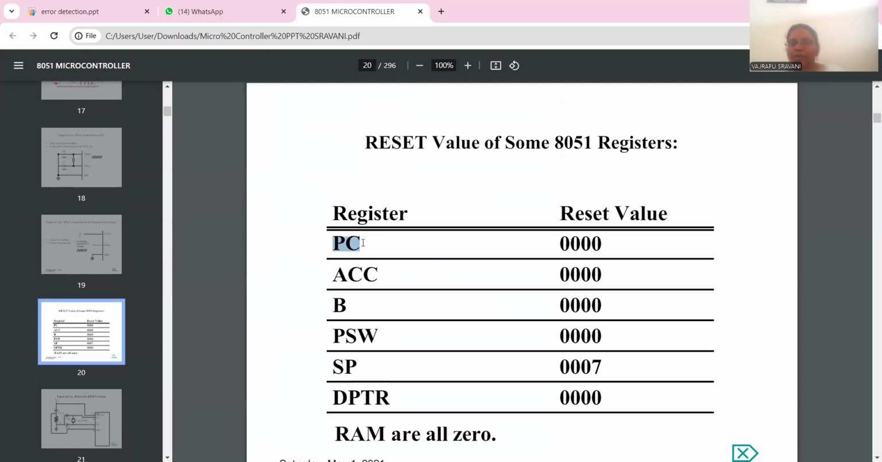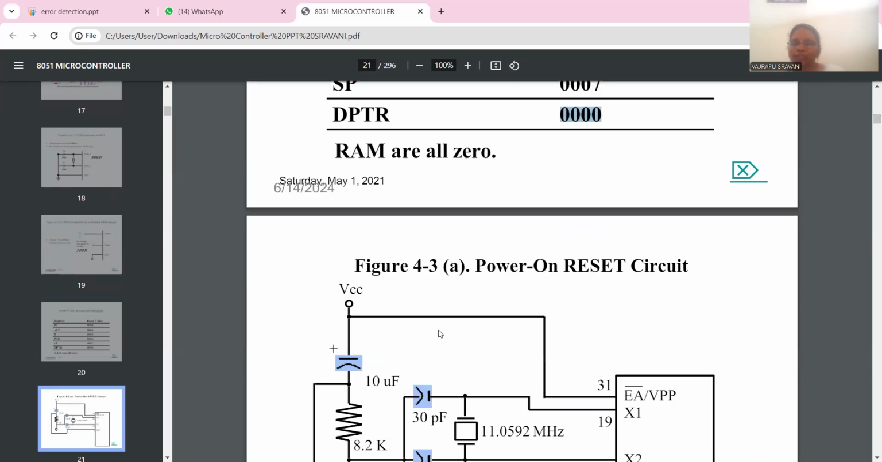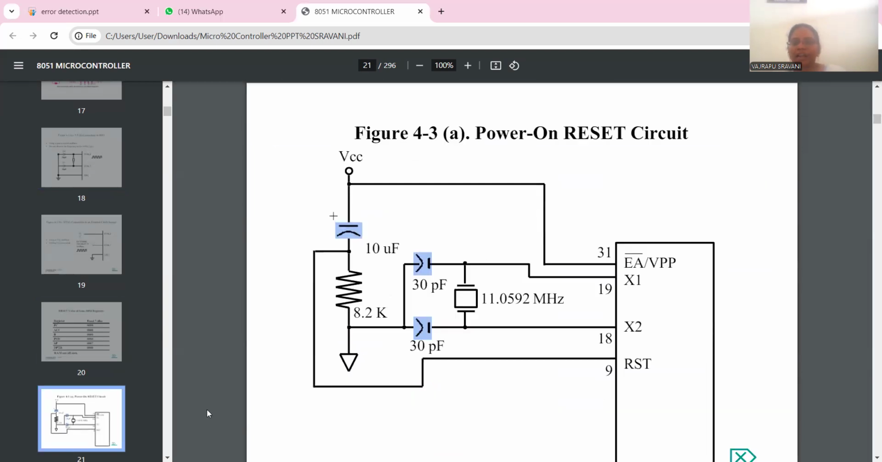Whenever the reset occurs, the program counter becomes 0000, the accumulator value becomes 0, the B register becomes 0, and all the values become 0. The program status word value is 0, and the stack pointer value becomes 07 because registers 0 to 6 are already in use, as all the registers A, B, and R0 to R7, 8 registers, are available. That's why it starts from only 07. The DPTR, data pointer value, also becomes 0. Now I will explain how the power on reset mode and power on debounce mode will operate.